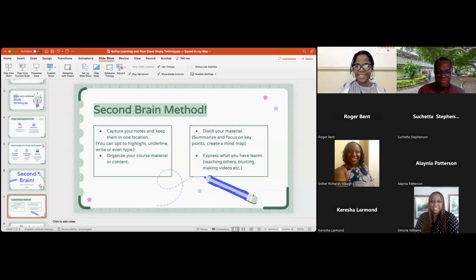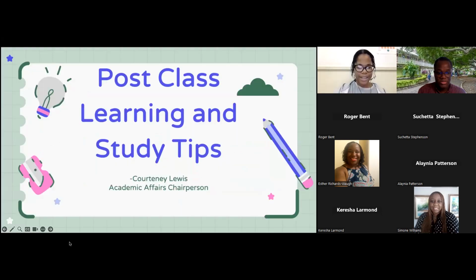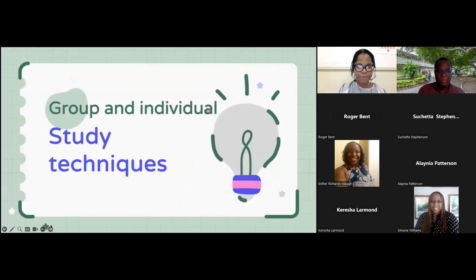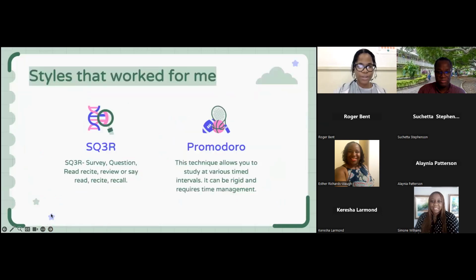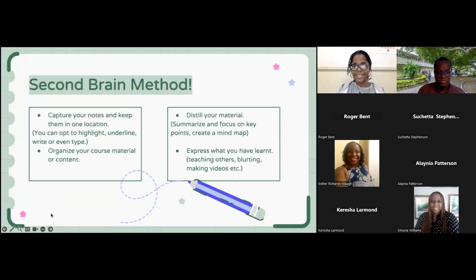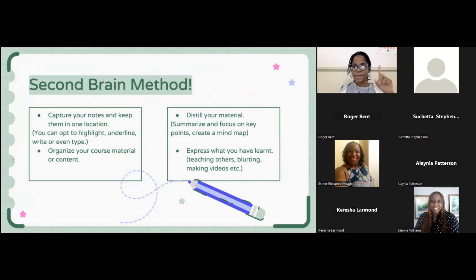I'm going to go back to my full screen. As I said, this is my last part. We would have gone through all of these. And as I said, this is the second brain technique. It requires you to capture your notes and keep them in one location. So you'd capture all your course content and keep it in one location. Of course, you can opt to highlight, underline, write out your notes, or type them out, but keep all your course content in one folder.